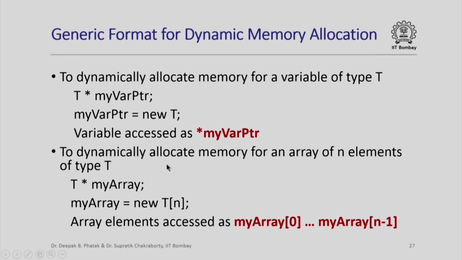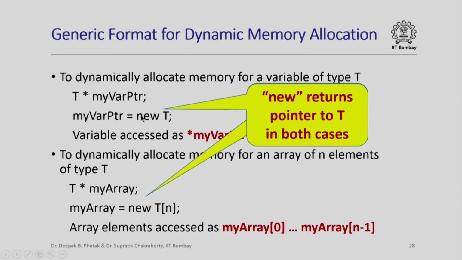To dynamically allocate memory for an array of n elements of type t, I am going to do something very similar, except that instead of saying new t, I will say new t followed by an array size n. So, basically this is saying please allocate space for an array of size n where each element in the array is of type t, and the address for the first element in that array is going to be returned, and therefore the variable in which I store it must be of type t star. The array elements are accessed as my array 0 through my array n minus 1. This n of course has to be an integer which tells us how many elements to allocate in the array.